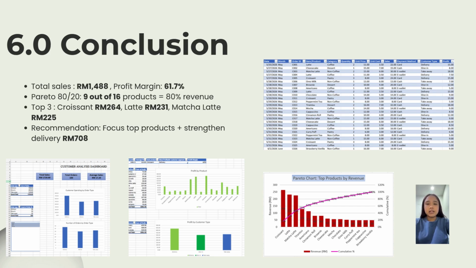Last, recommendation to management. Focus resources on top 3 products. Strengthen the delivery channel because it's the highest at 700 ringgit, and review low performing products below the 80% line. In conclusion, this dashboard helps management make faster data-driven decisions for long-term growth. Thank you.